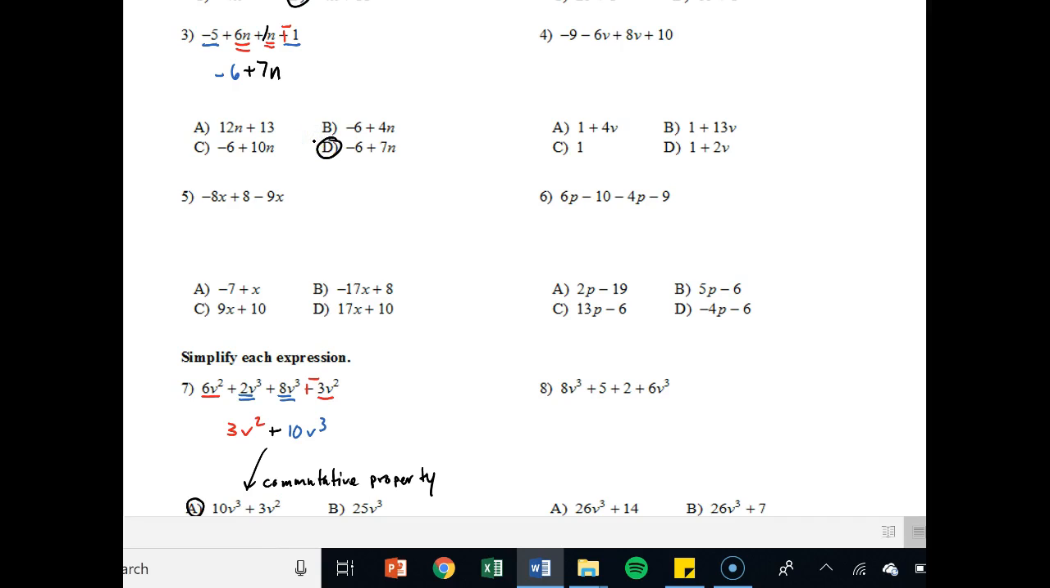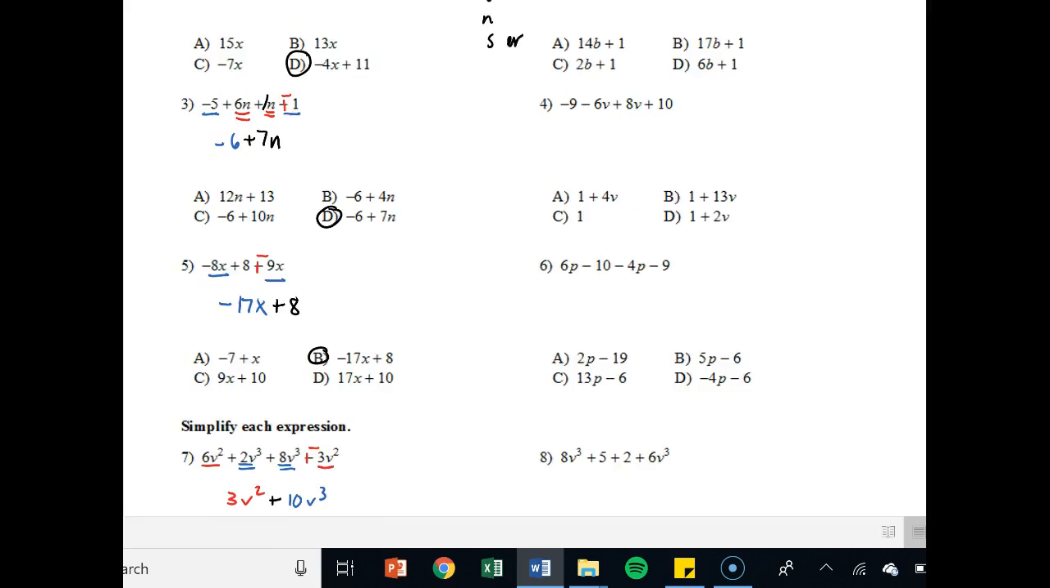All right, number 5. Go through any subtraction, yep, right there, plus a negative. So look for like terms. I've got -8x and -9x, SSAK. That gives me -17x. And then I got this constant +8, so +8 goes all by itself. It doesn't have a like term. Can't combine these guys because this one's got an x and that one doesn't. So B is my answer.